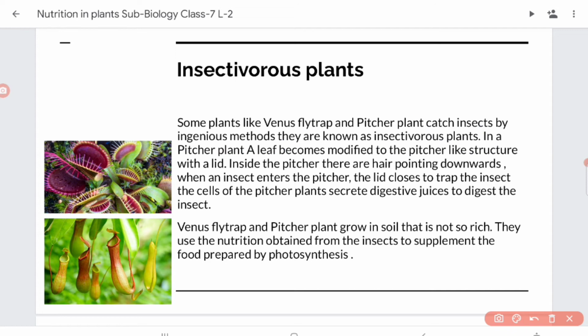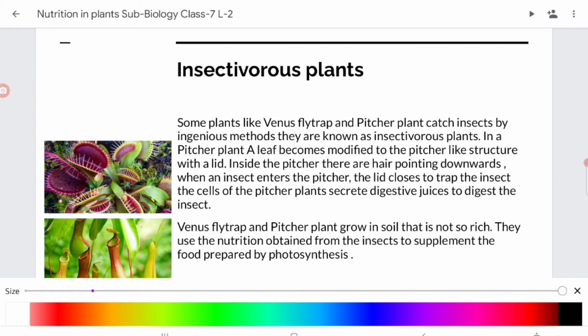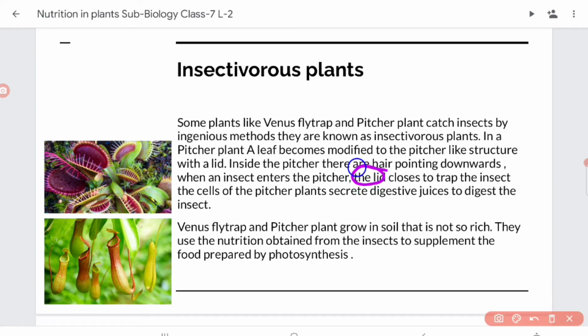Yes, in a pitcher plant, what happens? There is a pitcher-like structure. Leaves modify into a pitcher-like structure, and you can see it is connected to a pipe. Why is it connected to a pipe? When an insect enters this, this pitcher plant has a balloon-like structure. Yes, this is a pitcher plant.